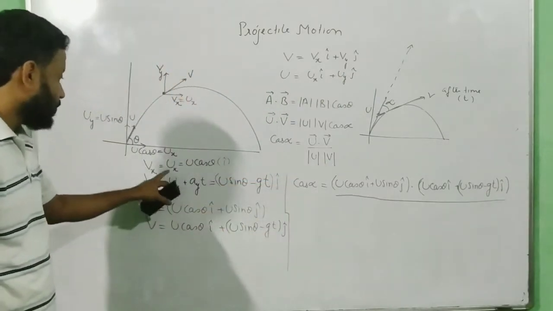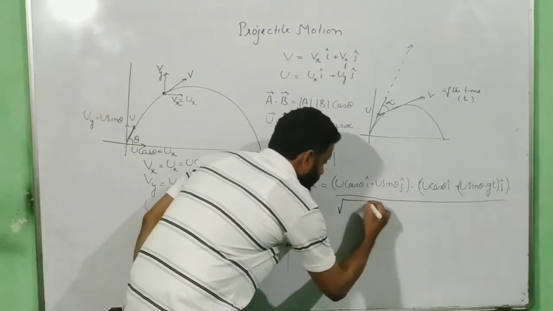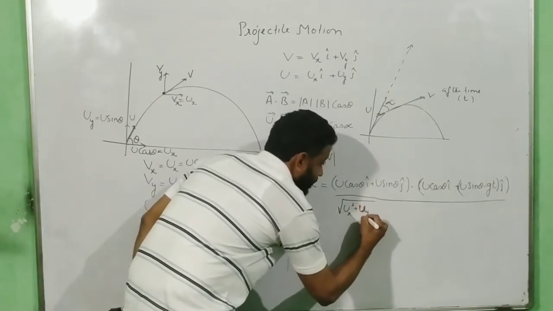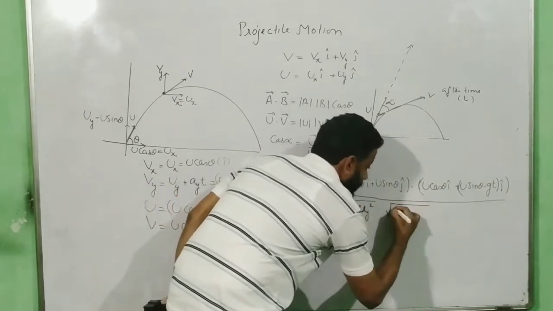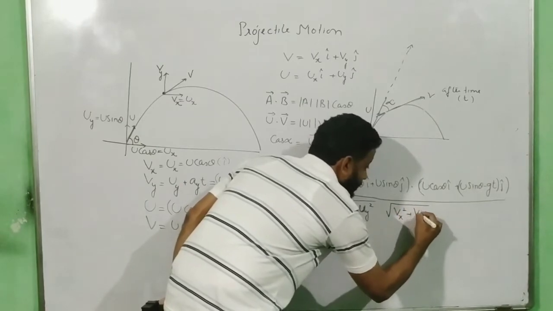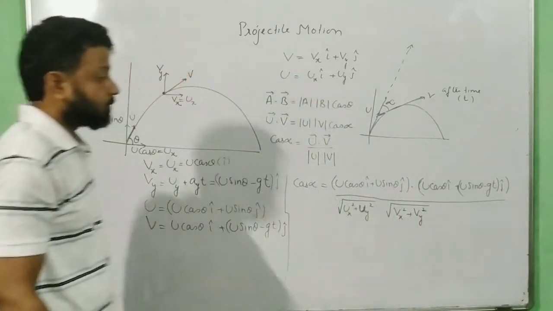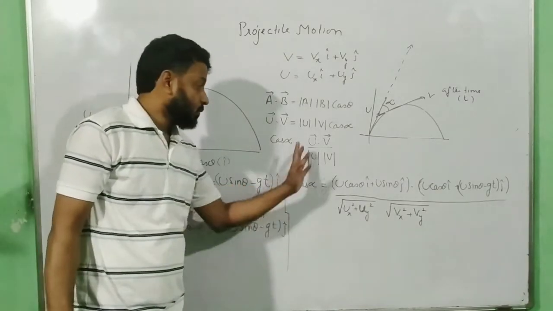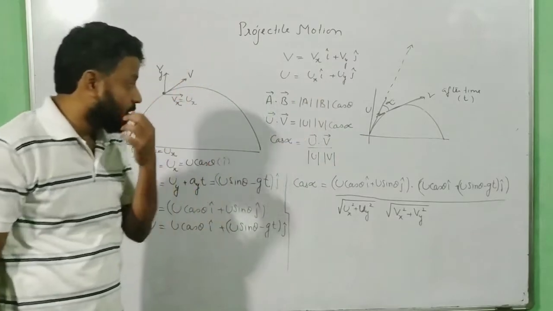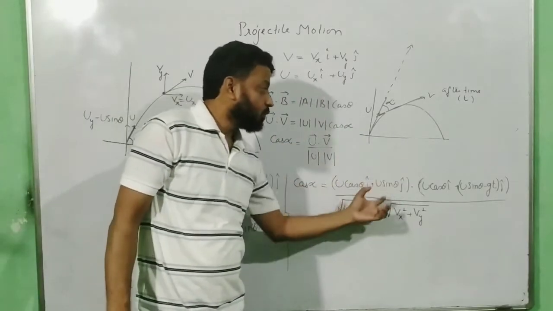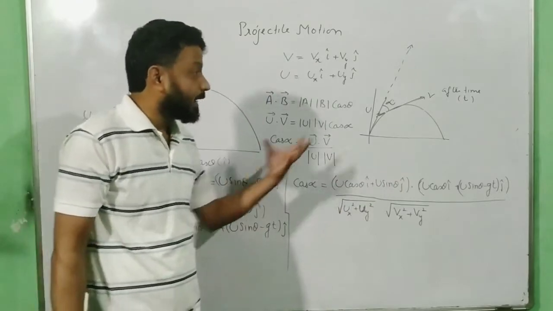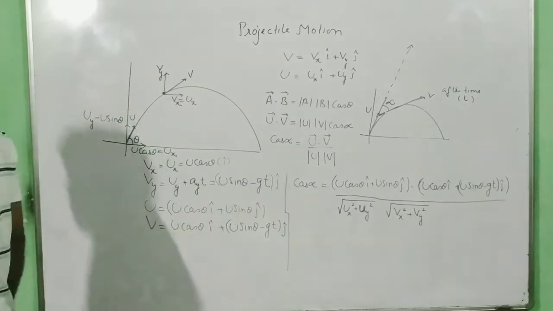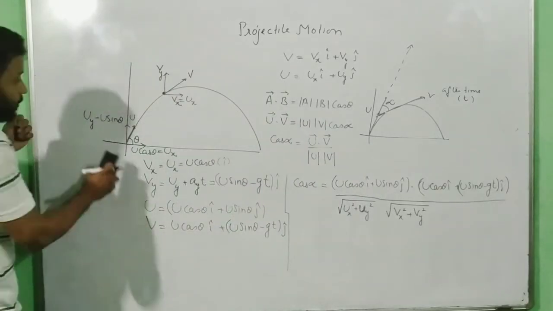What is modulus of U? Modulus of U will be equal to root over Ux square plus Uy square, and modulus of V will be equal to root over Vx square plus Vy square. Okay, and then we can now find the value of cos alpha. So this is the way we can find the value of cos alpha. Don't panic, it will not look this big. When you start with data, which I'm going to do now, it will not look so big. Now let's try to find out here. So we will do a question based on this.